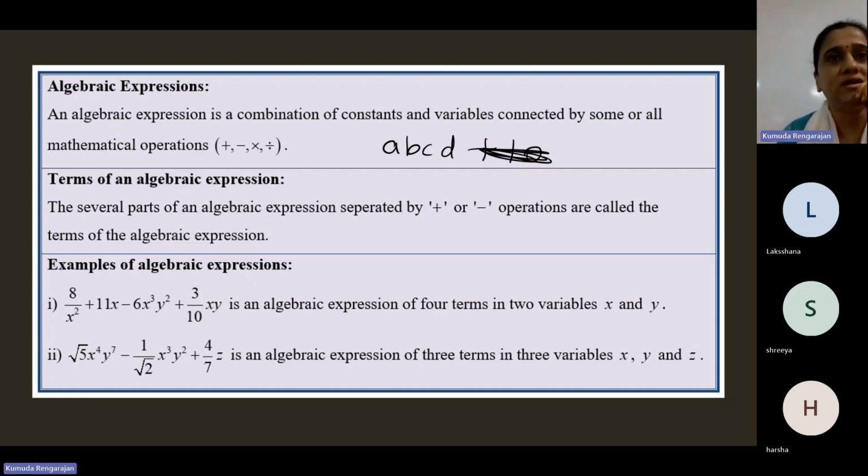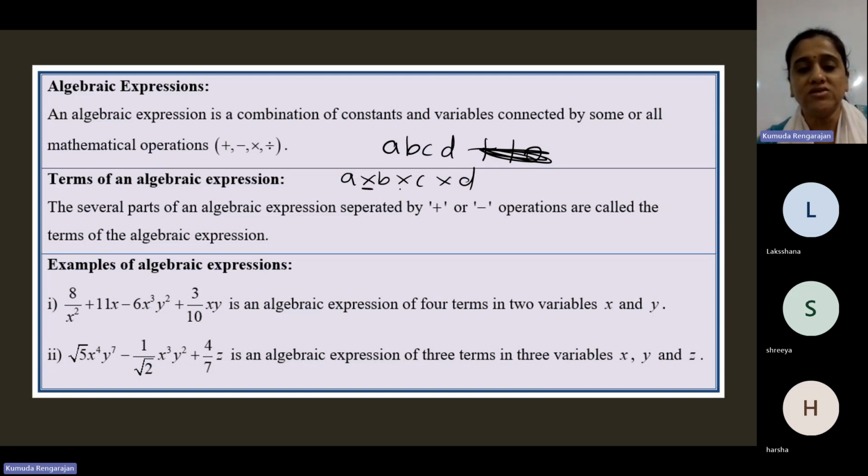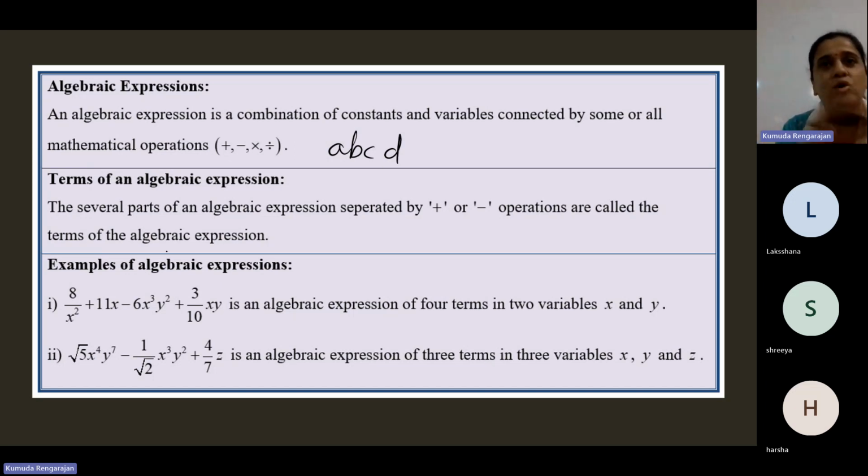Now, how many terms does this algebraic expression have? It's not 4 terms, because what is ABCD? It is A into B into C into D. Multiplication sign and division sign are not separators. So you cannot consider this one as a separator. So it's not 1, 2, 3, 4 terms. It's only one term. ABCD is only one term because you don't see the separator, the plus or the minus sign.